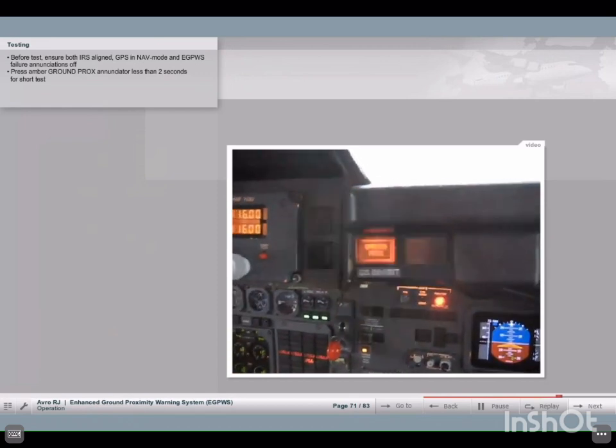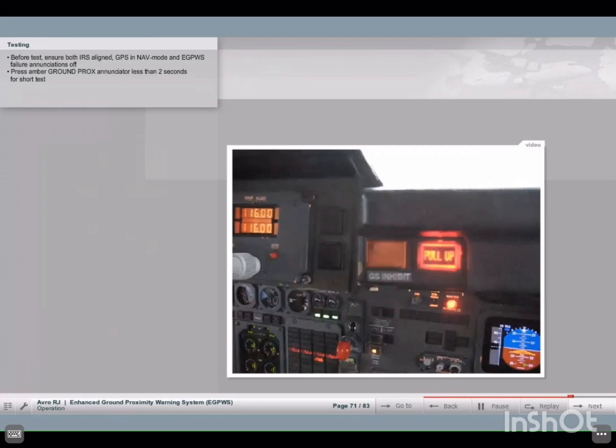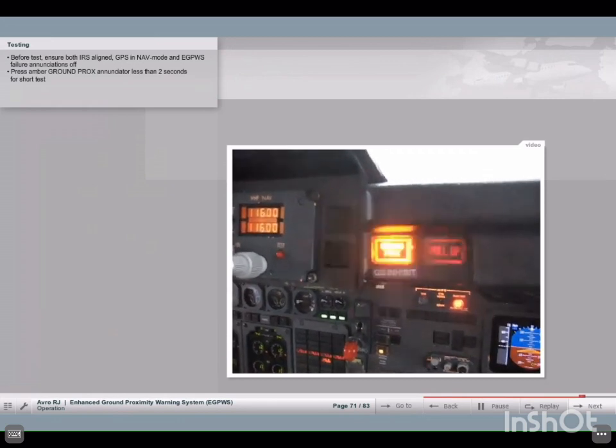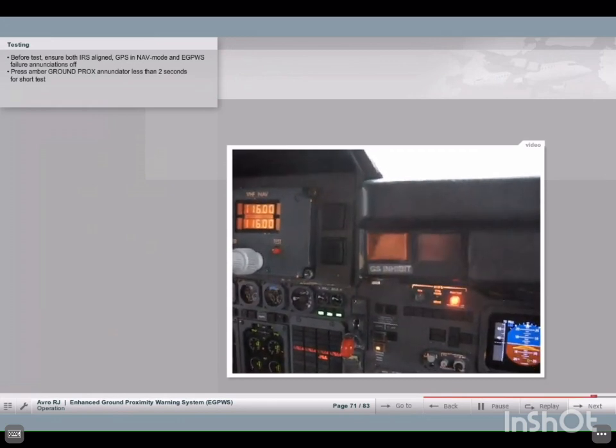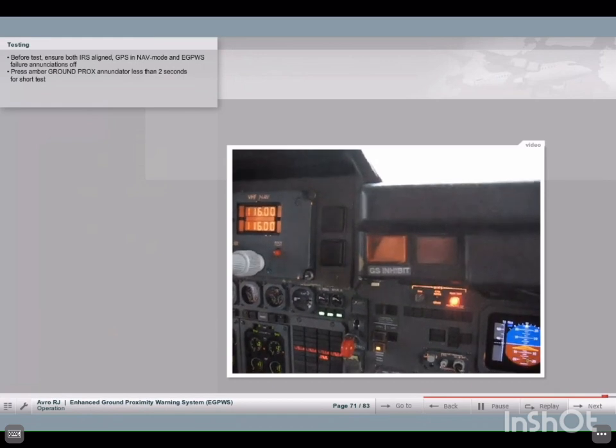Glide slope. Pull up. Terrain, pull up. Runway, awareness, okay. Meters.